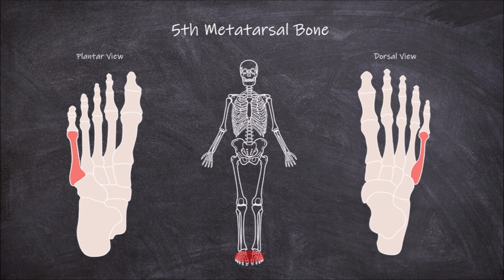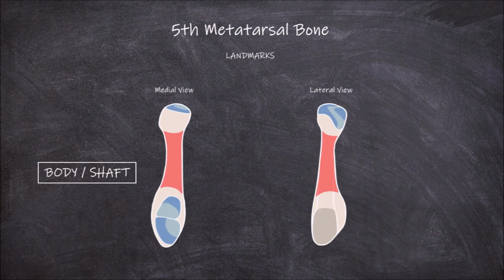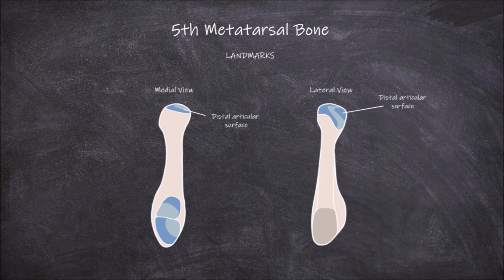Now we are going to look at the different landmarks and features of the fifth metatarsal bone. This bone has three regions, a head distally, a base proximally, and a body, also known as the shaft, in between. The distal surface on the head of this bone has an articular surface for articulation with the fifth proximal phalanx. The lateral side of the base of this bone bears a large tuberosity.